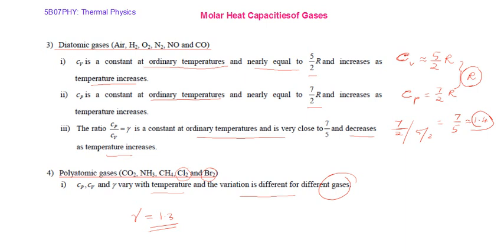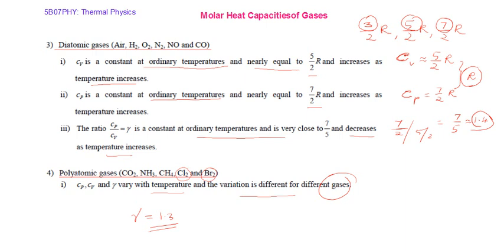Why these 5/2, 3/2, 7/2 appear, we will connect with the degrees of freedom later. Just remember these numbers. 3/2 R was for monatomic, then you have seen 5/2 R, and then 7/2 R. Note these values for the time being: 3, 5, 7.